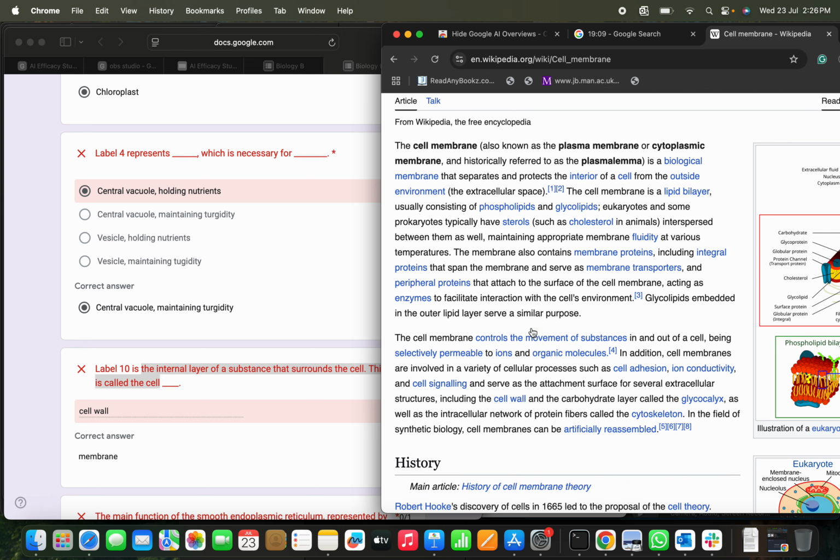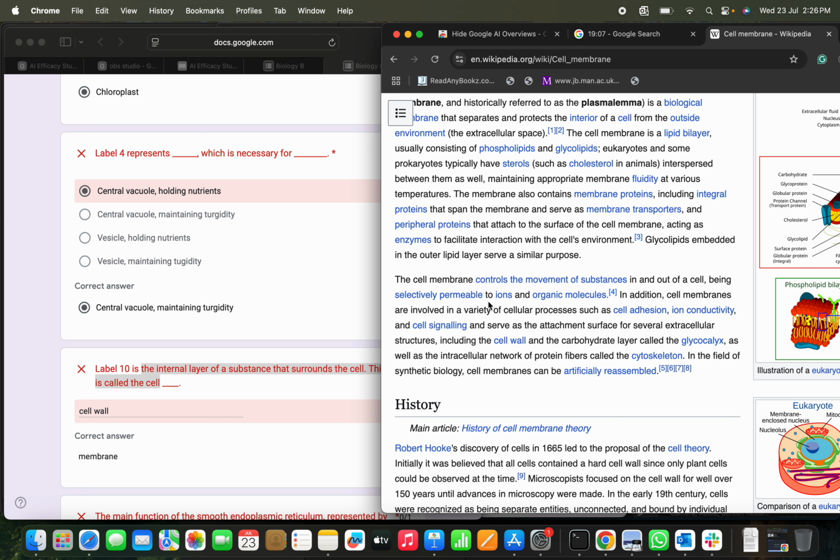It controls the movement of substances, being selectively permeable. Oh, I knew this part actually. It's selectively permeable to ions. In addition, cell membranes are involved in a variety of cellular processes such as adhesion, ion conductivity. Okay, let's read this line again.